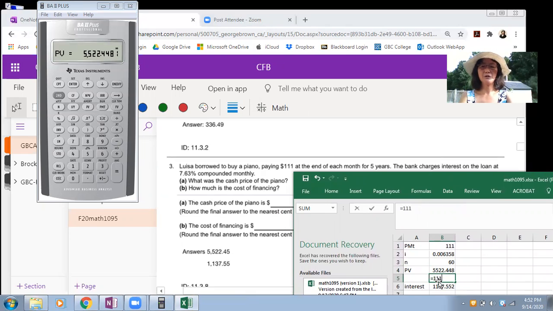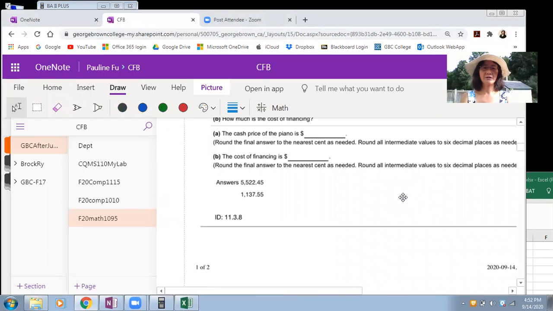Each month you make 111 payment. How many months? 60 months. This is the total payment you make. Okay, so the difference between present value and the total payment is the interest. The interest is the same as the cost of financing. Okay, 1,137.55. That is the interest. It is also the cost of financing. Okay.